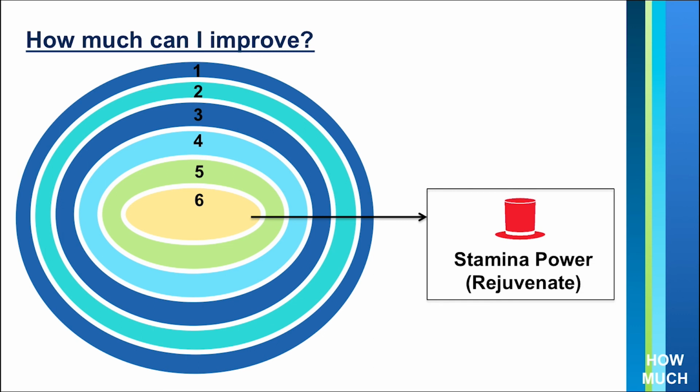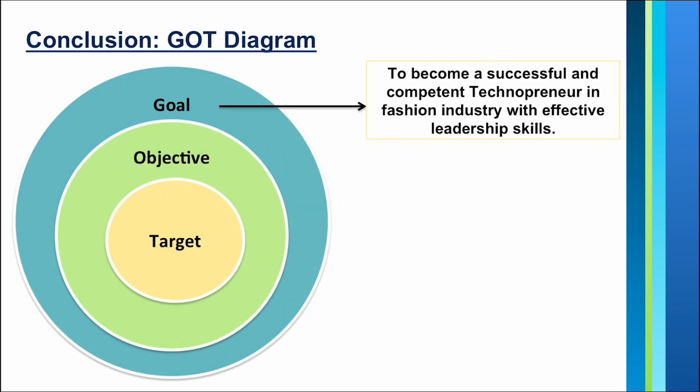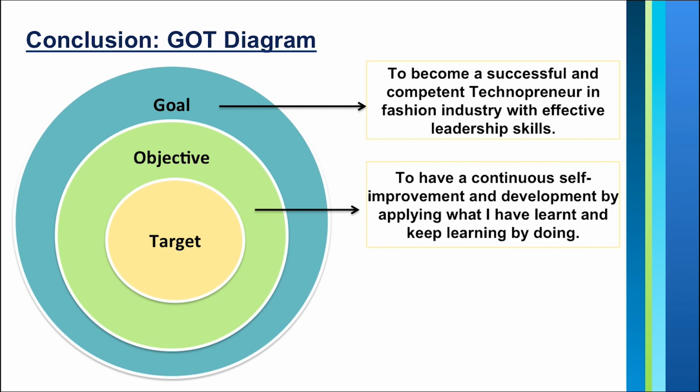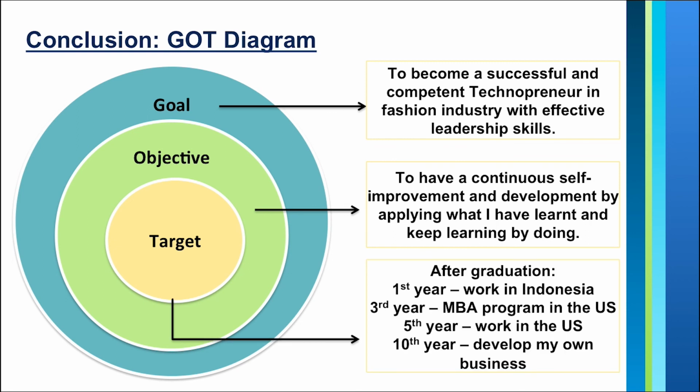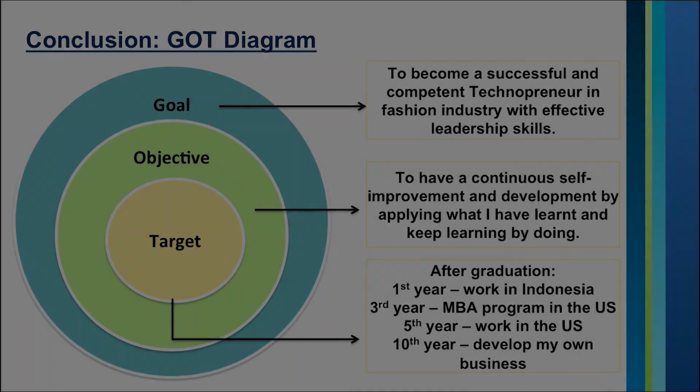To conclude this presentation, I will use the GOD diagram. As I mentioned previously, my goal is to become a successful and competent technopreneur in the fashion industry with effective leadership skills. My objective is to have continuous self-improvement and development by applying what I have learned and keep learning by doing. Also, I have set my target from the 1st until the 10th year after I graduate from IBM.